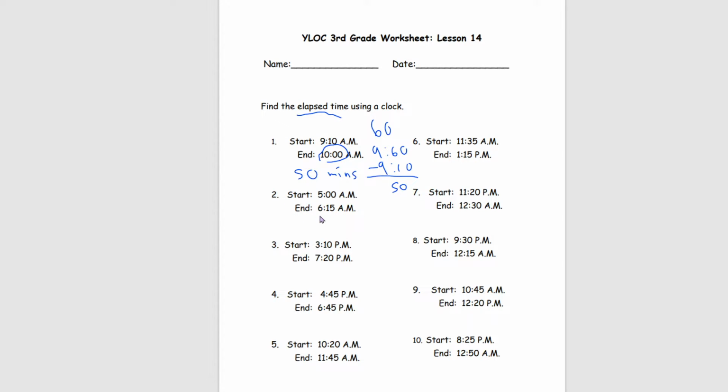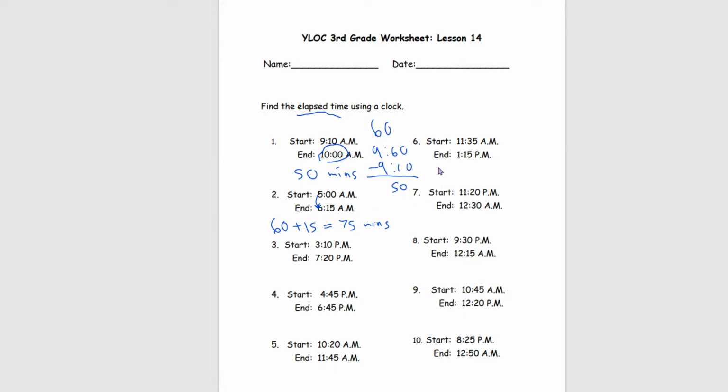We can do the same for number 2, as we see that it starts at 5 a.m. and ends at 6:15. So since we know that 5 to 6 is 60 minutes, as is 1 hour, we have an extra 15 minutes. So we can add these together, get 75 minutes in total, which is equal to 1 hour and 15 minutes.